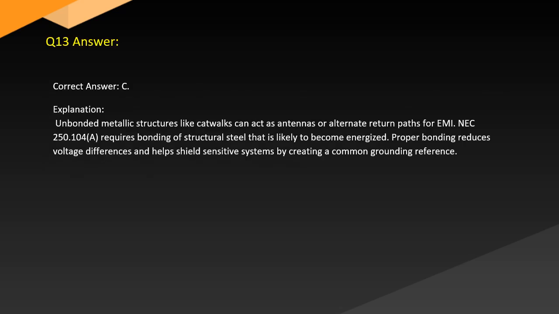Answer. Correct answer: C. Explanation: Unbonded metallic structures like catwalks can act as antennas or alternate return paths for EMI. NEC 250.104(A) requires bonding of structural steel that is likely to become energized. Proper bonding reduces voltage differences and helps shield sensitive systems by creating a common grounding reference.